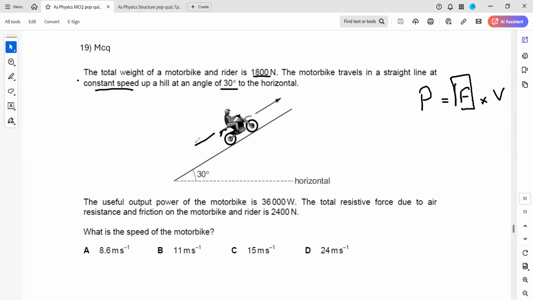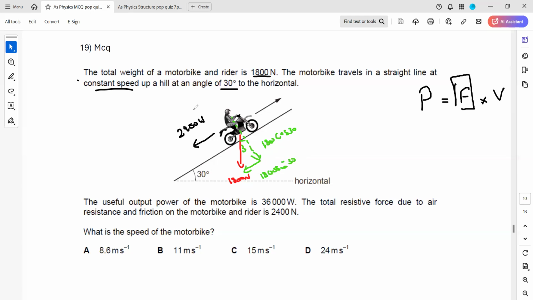So they mentioned there's a resistive force of 2,400 newtons. And the weight is acting downward, 1800 newtons. This weight will have two components. Always remember, on an inclined surface, one of the components is with the angle, so this will equal 1800 cosine 30. And the component of the weight which is opposite to the angle will equal 1800 sine 30.